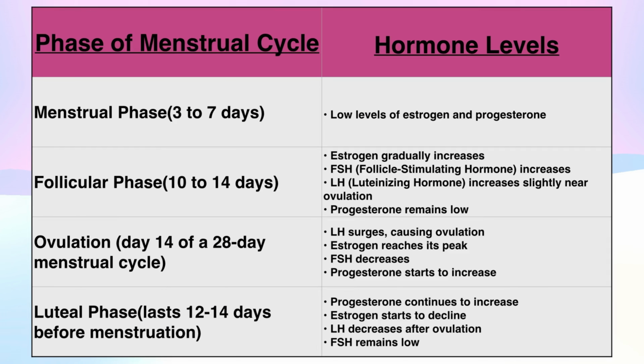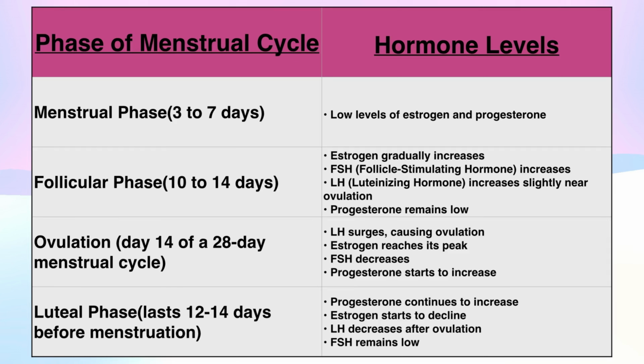So at last, let's discuss the phases of menstrual cycle and corresponding hormone levels. Menstrual phase, which lasts from 3rd to 7th day, low levels of estrogen and progesterone. Follicular phase, from 10th to 14th day, estrogen gradually increases, FSH increases, LH increases slightly near ovulation, progesterone remains low.